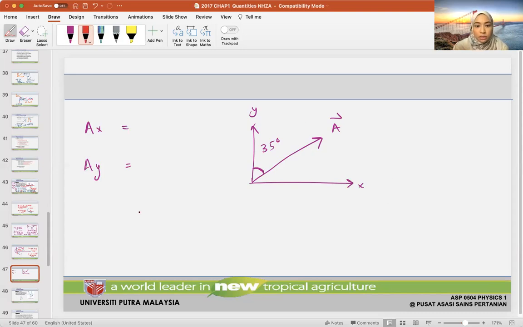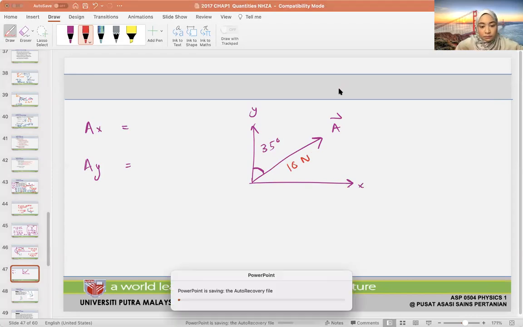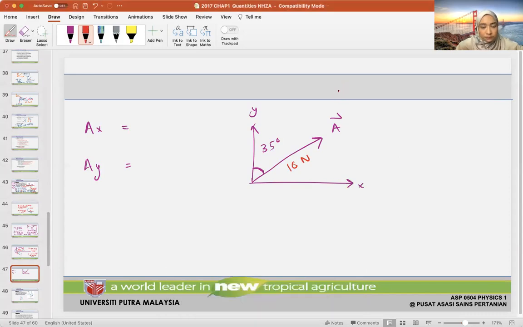What is my AX and what is my AY? Dia punya general equation. Sorry, let's just put a value here, 10 Newton. Okay, so what is my AX and what is my AY? What is the equation? AX, 10 Newton, okay. Cos 35, okay. Any other answers apart from this? Sin 35. Sin 35, okay.